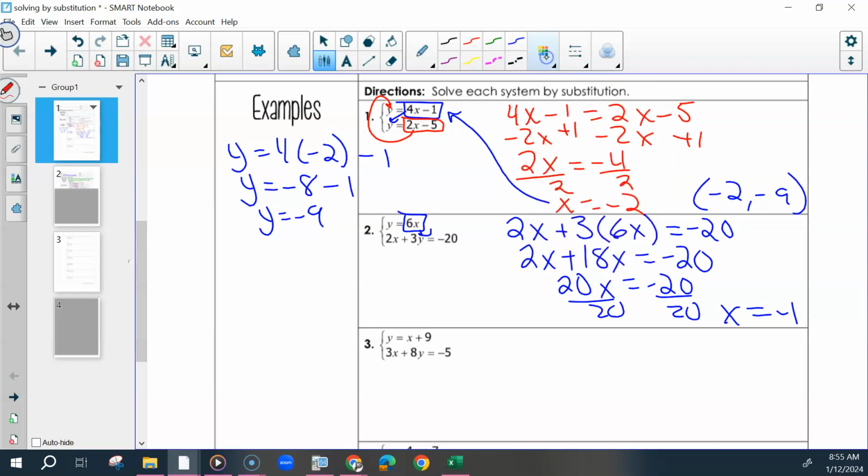And then, just like before, take that value, put it into, you can really use either or, but the one that's already solved for a variable would be the easier of the two. So that y would become negative 6, and your ordered pair would be what? Negative 6. So your ordered pair, that y would be negative 6, but what would the final answer be? Negative 1 and negative 6.